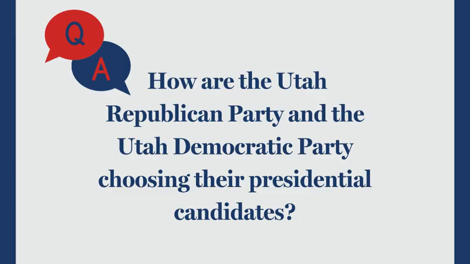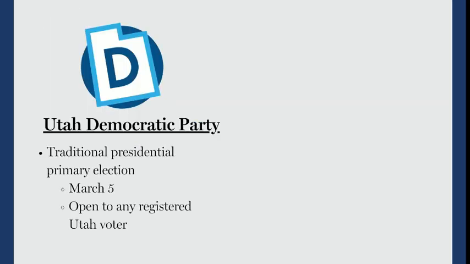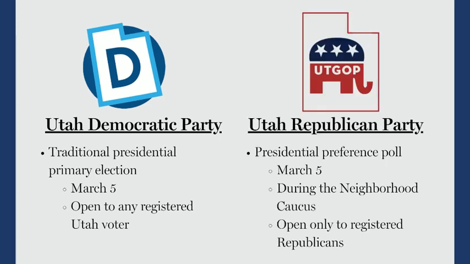Number 1, how are the Utah Republican Party and the Utah Democratic Party choosing their presidential candidates? Well, the Utah Democratic Party will have a traditional presidential primary election on March 5th, which is open to any registered voter. The Utah Republican Party, however, have opted for a less formal presidential preference poll at their neighborhood caucus meetings on March 5th.